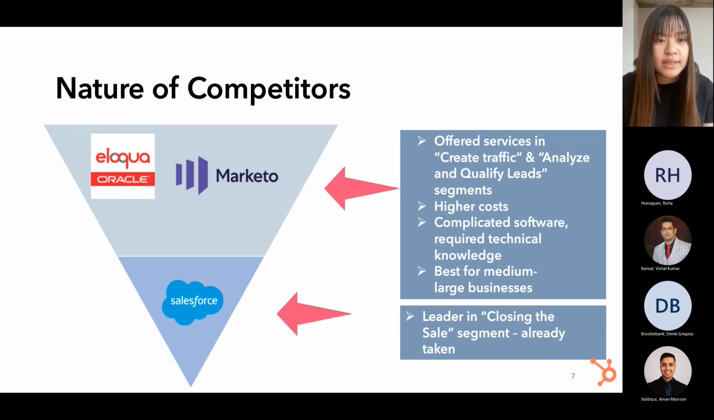In the closing the sales segment, Salesforce is the leader and they are known as the industry standard for managing and tracking sales. That's why HubSpot should not focus our resources on this segment. And now I would like to introduce Aman to continue on the situational analysis.